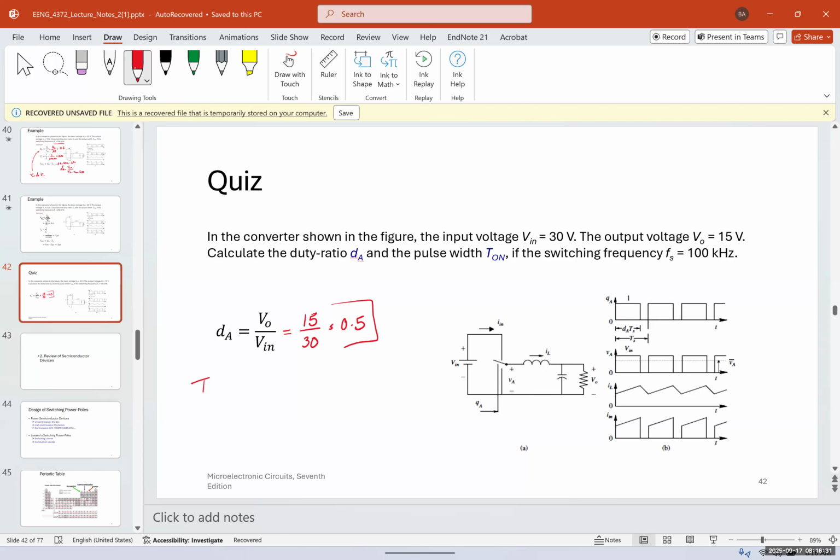Now we will need to find the period Ts, which is going to be 1 over Fs. What is our frequency? It's 100 kilohertz, so it's going to be 1 divided by 100,000. So 1 divided by 100,000 gives us what? 10 microseconds.